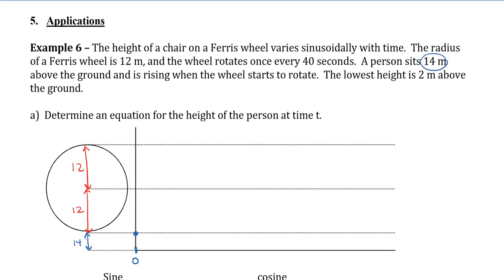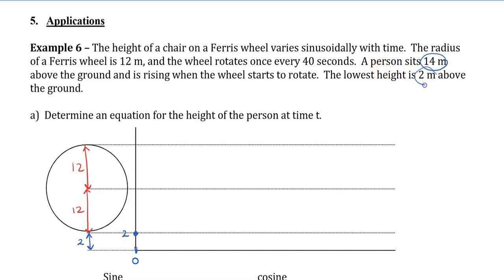So I'm going to, oh, sorry, hold on. Let's go back. The lowest height is 2 meters above the ground. So let's start this again. So this height here is 2 meters above the ground. So this point here is 2.